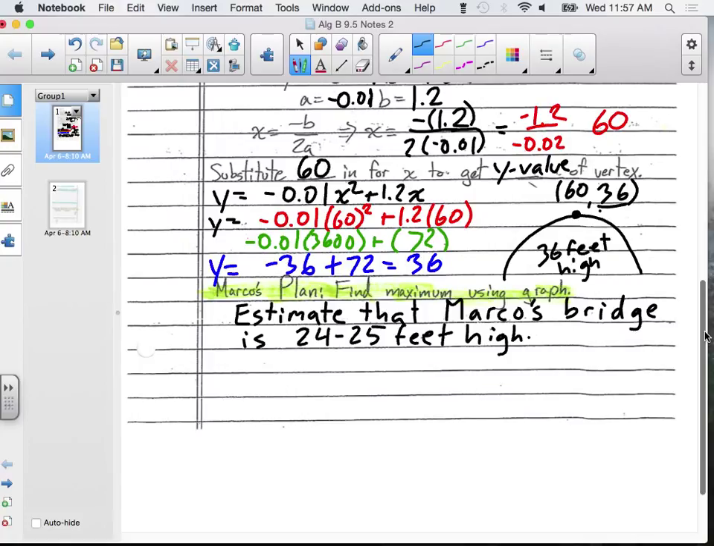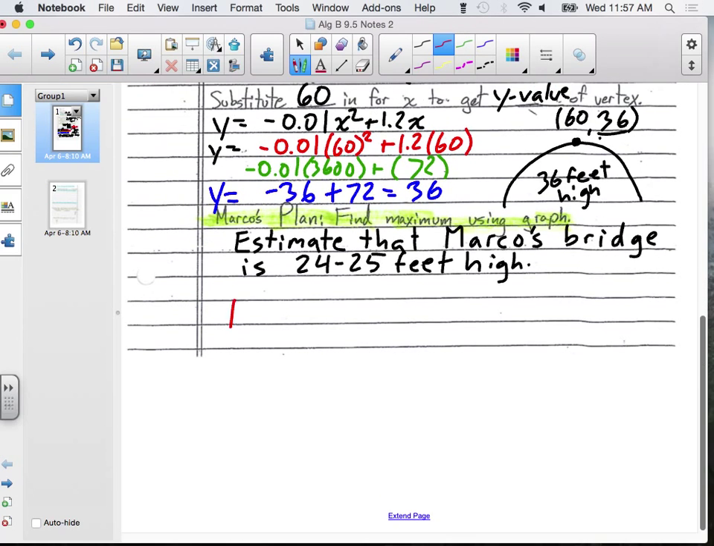All right, so we found how high Rosetta's bridge is going to be, and we found out how high Marco's bridge is. So now we have to write a comparison statement about both of them. So what is a statement that you can see right away about both bridges? Rosetta's bridge is higher. Rosetta's bridge is higher by how much? By about how much?